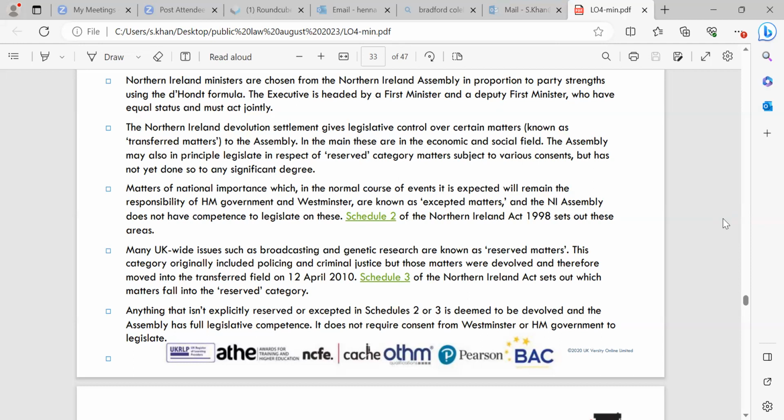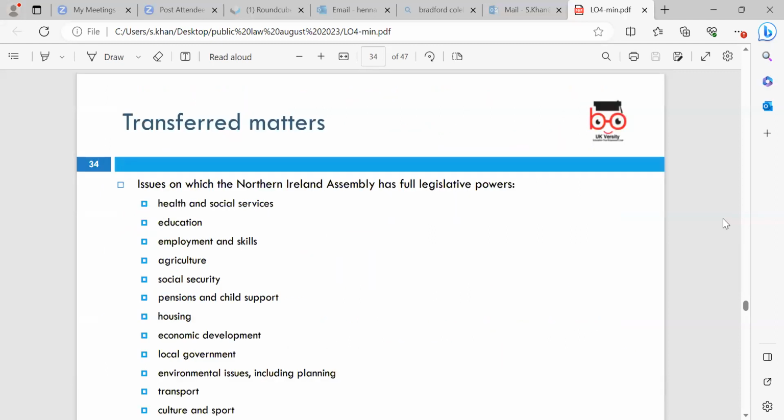Many UK-wide issues, such as broadcasting and genetic research, are known as reserved matters. This category originally included policing and the criminal justice system, but those matters were devolved and therefore moved to the transferred field on 12th of April 2010. Schedule 3 of the Northern Ireland Act sets out which matters fall into the reserved category. Anything that isn't explicitly reserved or excepted in Schedules 2 or 3 is deemed to be devolved, and the Assembly has full legislative competence. It does not require consent from Westminster or HM government to legislate.